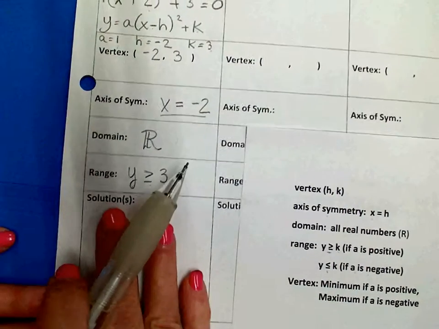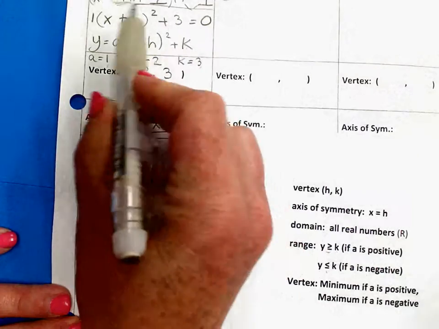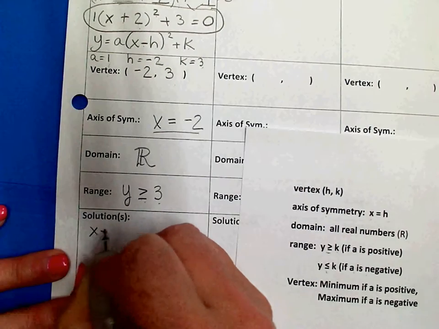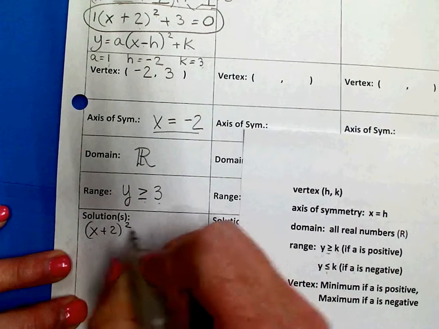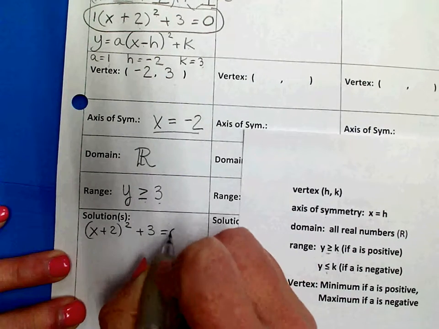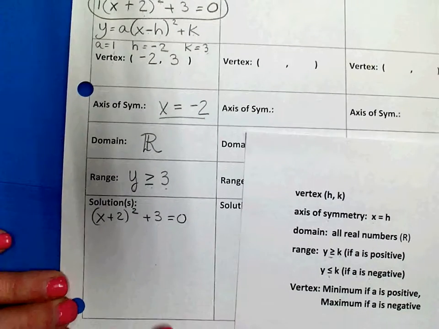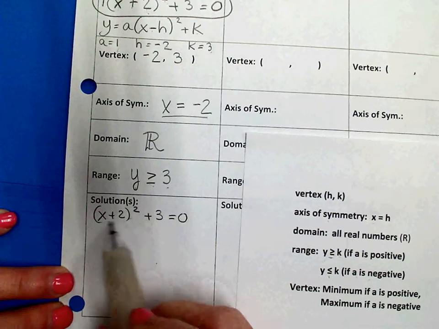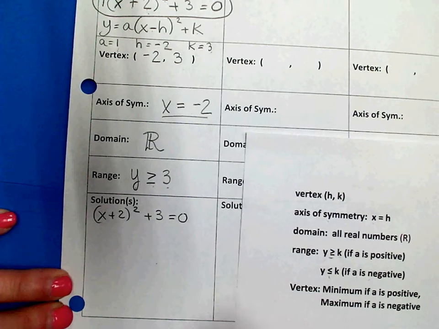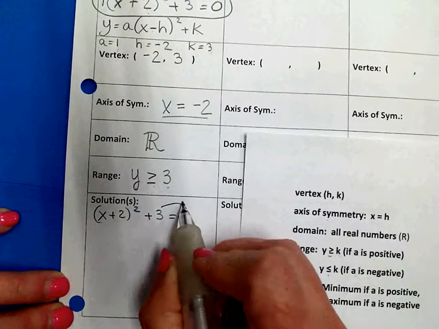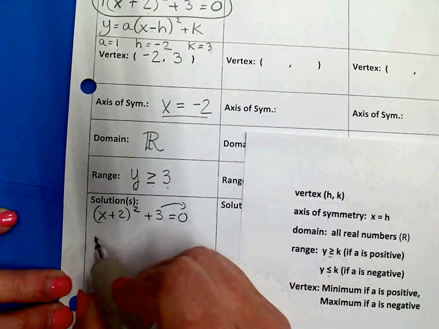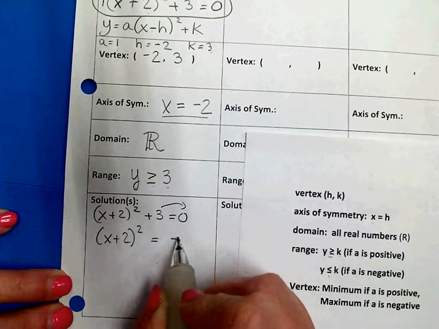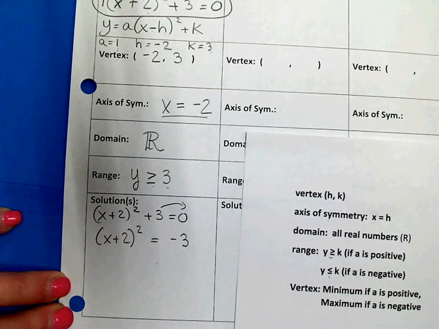the top and rewrite my equation in vertex form. I had x plus 2 quantity squared plus 3 equals 0. The steps for solving an equation with an x squared are to isolate the part that has the squared symbol and then take the square root of each side. So I need to move this plus 3 to the other side. When I do, it turns negative, and then I'm ready to take the square root of each side.